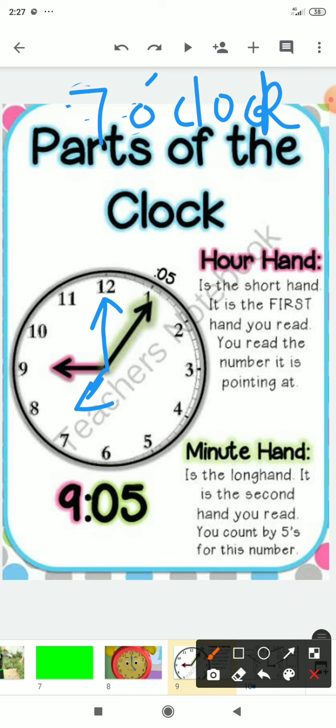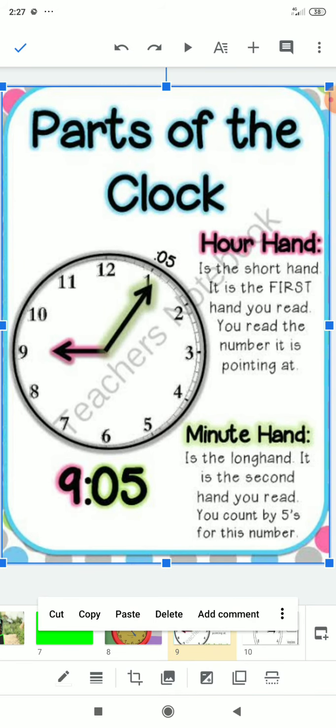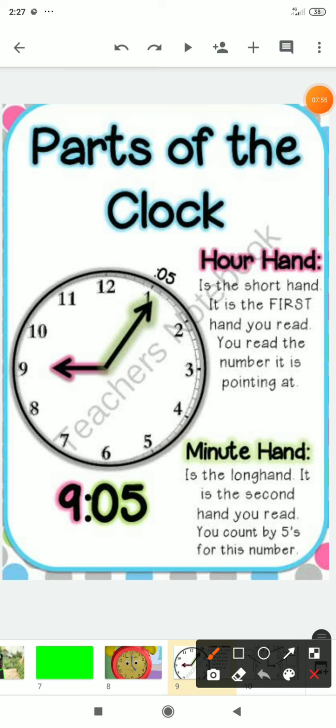You will start learning how to read the number and also write the number in words. Now, if you see this clock, the short hand is on 9. Yes or no? Yes, the short hand is pointing to 9 and the long hand is pointing to 1. It means when the long hand is on 12, it becomes 9 o'clock.